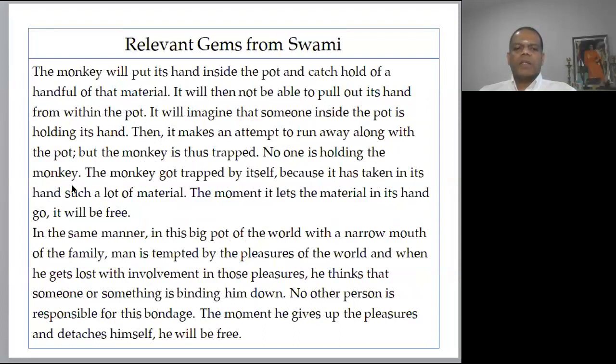No one is holding the monkey. The monkey got trapped by itself because it has taken in its hand such a lot of material. The moment it lets the material in its hand go, it will be free.